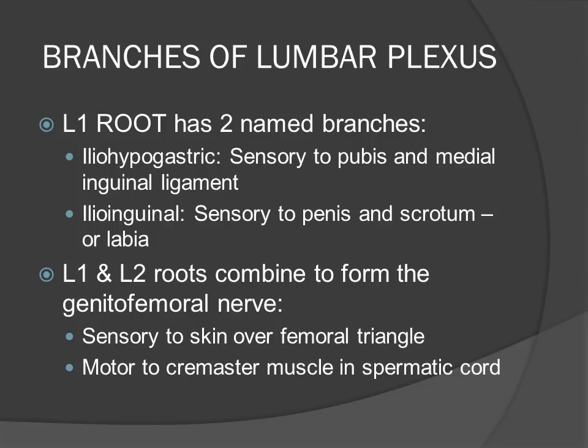So the L1 root has two named branches. It has the iliohypogastric nerve. This nerve is sensory nerve to the pubis and the medial portion of the inguinal ligament. The other branch is the ilioinguinal nerve. This is also a sensory nerve, sensory to the penis and scrotum in males, or the labia in females.